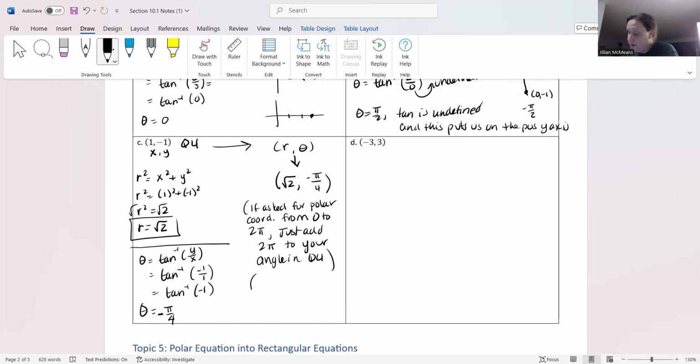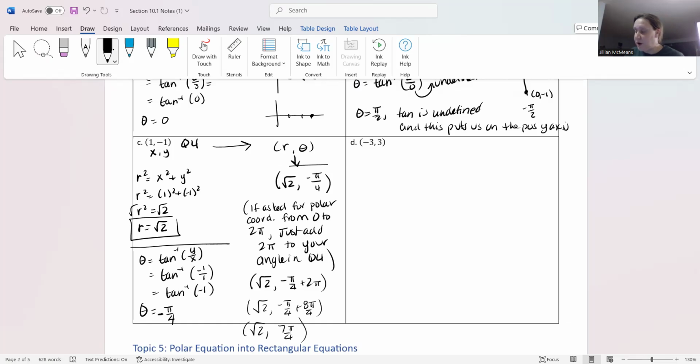Now, if you did want to rewrite this, we have root 2, and then we would have negative pi over 4 plus 2 pi. Okay, well, that would be root 2, comma, negative pi over 4 plus 8 pi over 4. So root 2, comma, 7 pi over 4. Literally the exact same point. Remember, we have infinitely many different ways that we can represent points in the polar coordinate system.